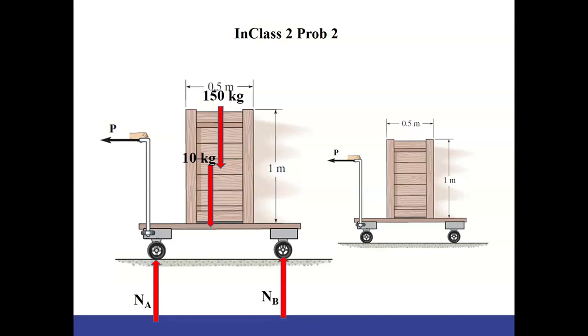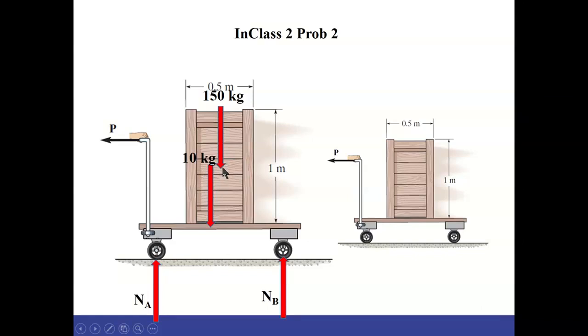So this is my free body diagram. Different forces act on the crate. One of them is the weight, which is 150 kg. Actually, you need to multiply this with 9.81. So it's 150 multiplied by 9.81, through the center of mass of the crate.